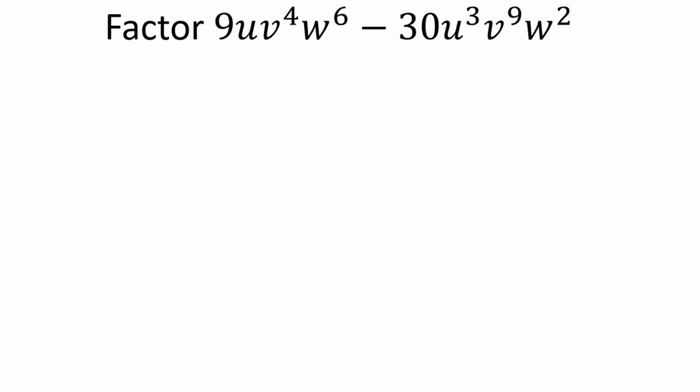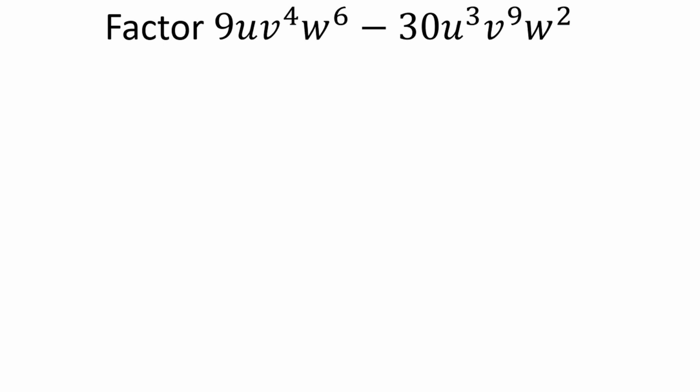Okay, let's try one more. We have 9u v to the fourth w to the sixth minus 30u to the third v to the ninth w squared. You should hopefully be at the point where you don't need to separately write out the GCF for each variable, but if you need to, you can still write it down. I'm going to go straight to writing out the factored expression.